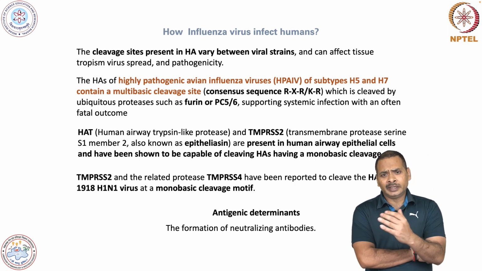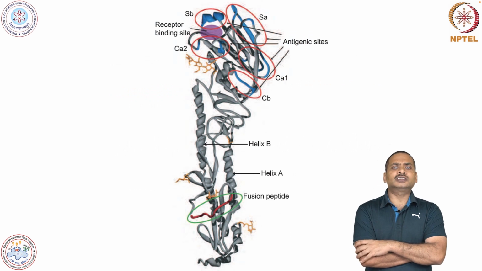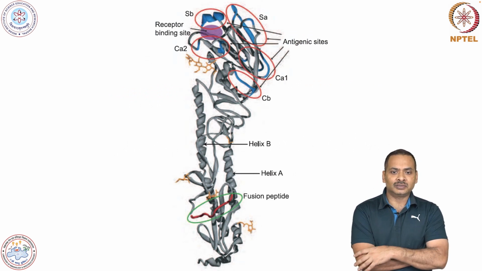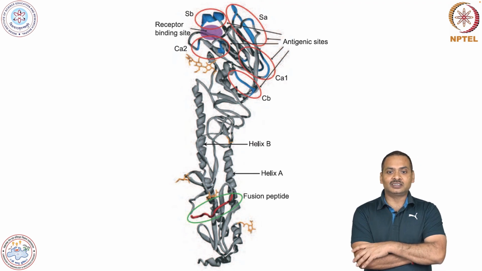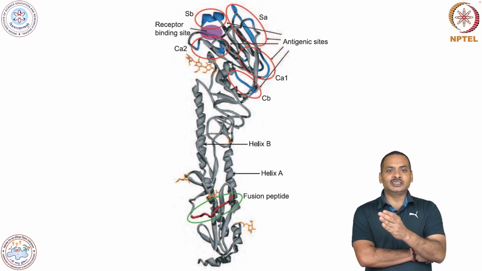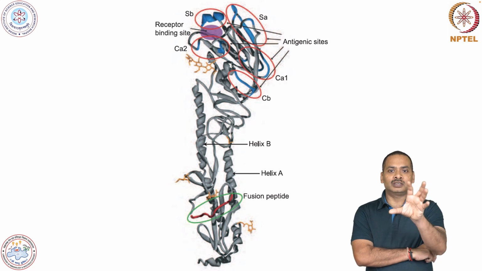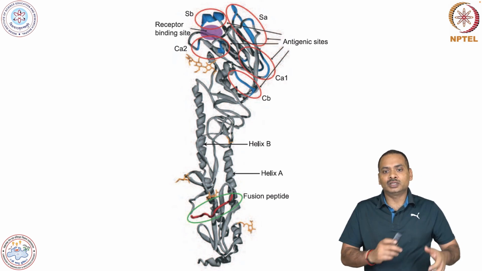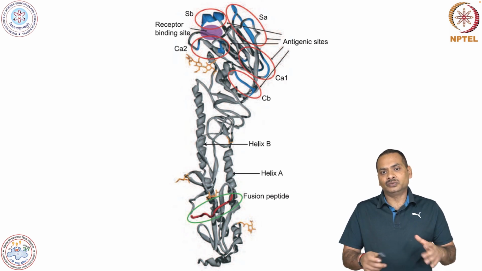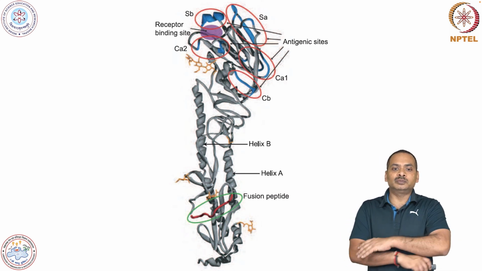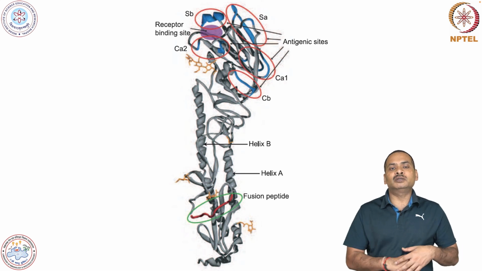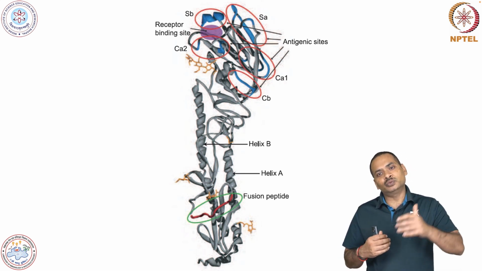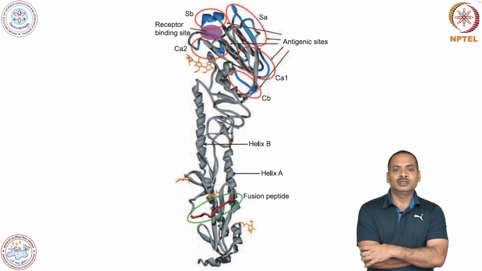Here I will show you the structure of the HA protein. You can see this is a very complex as well as elegant structure. There is a globular domain, which plays a very important role in various functions. There is also a fusion peptide, which basically helps in fusing the membrane of the virus with the host cell.